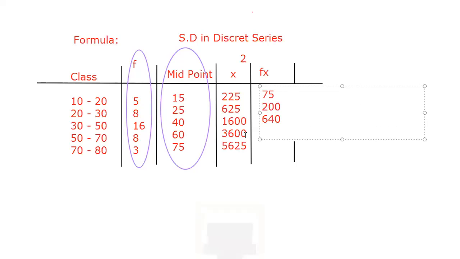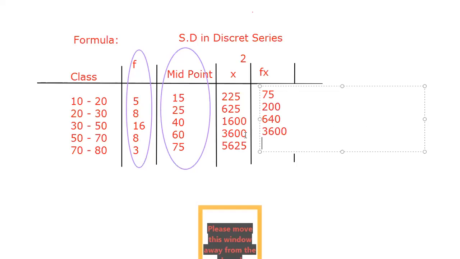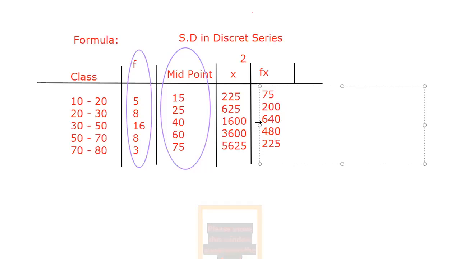8 6 are 36, so 3600. Then 3 into, sorry, 8 into 60, okay, 8 into 60, that is 480. And 3 into 75, that is 225. So this is our fx.